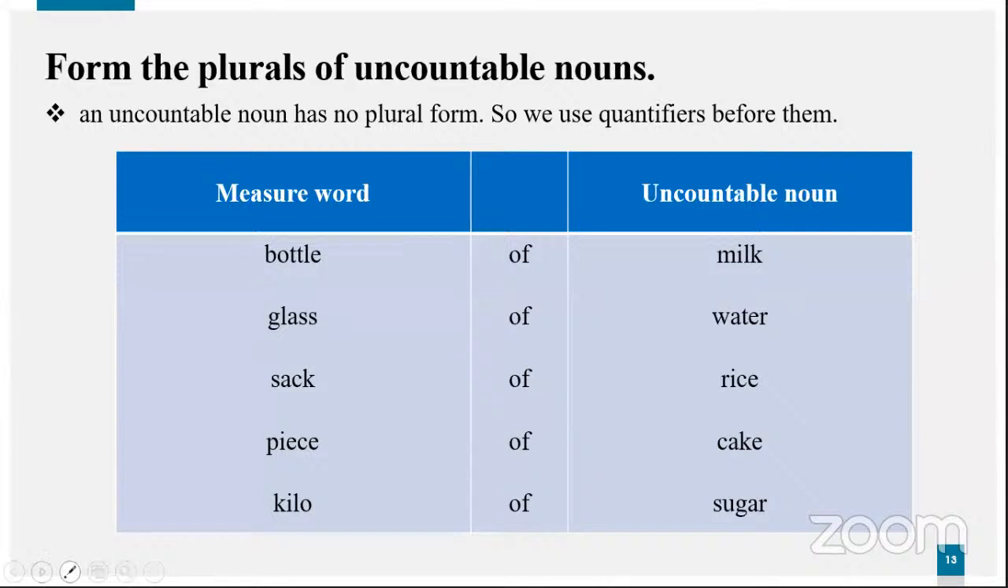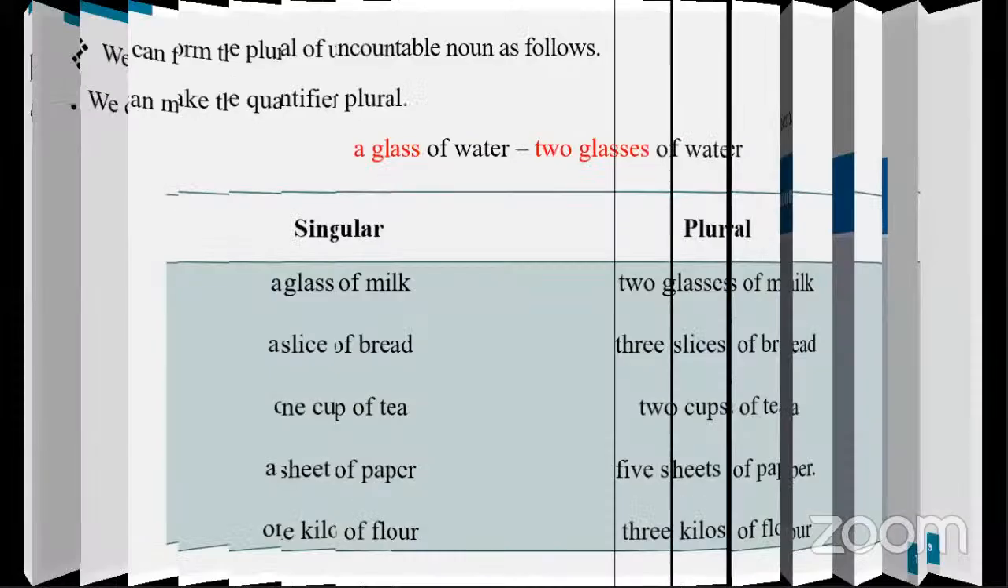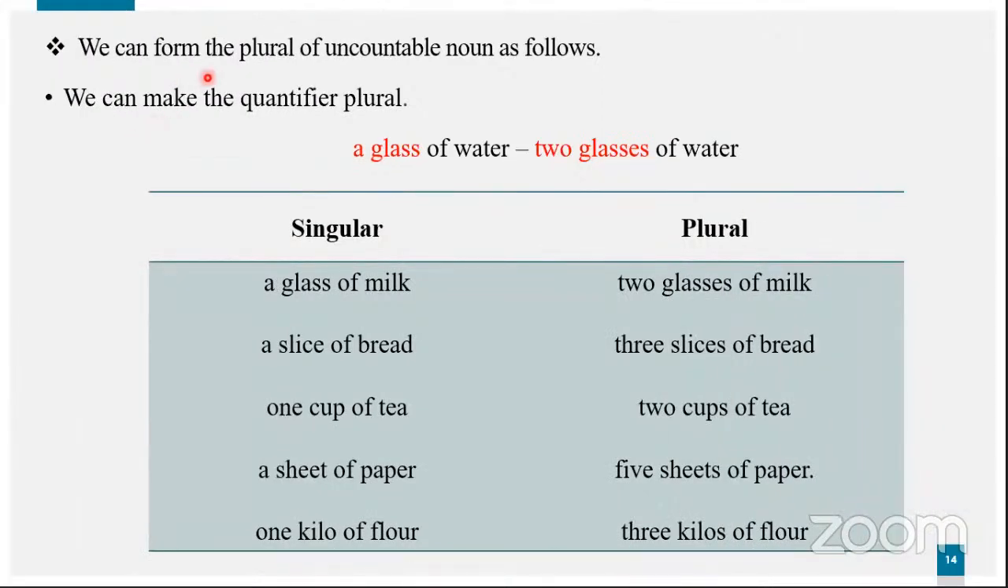Okay, I will go to the next slide. Right, we can form the plural of uncountable nouns as follows, right? We can make the quantifier plural. We said that we can make this quantifier plural, right?